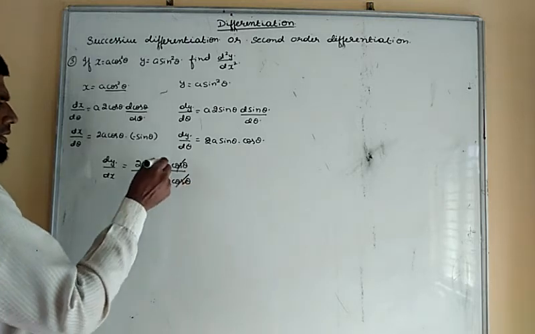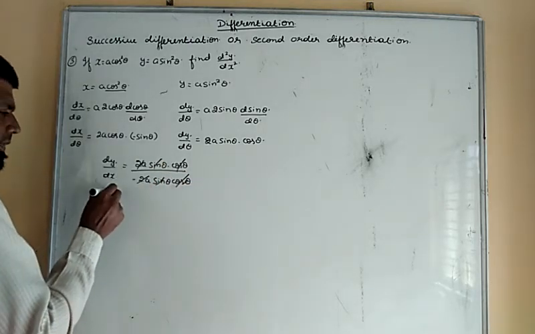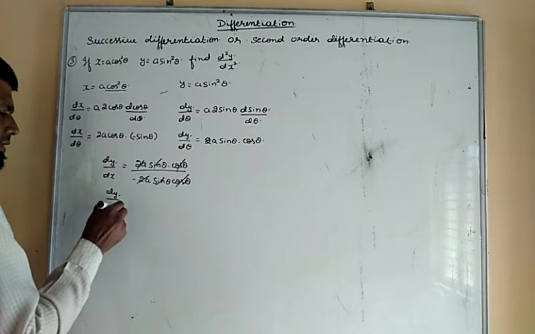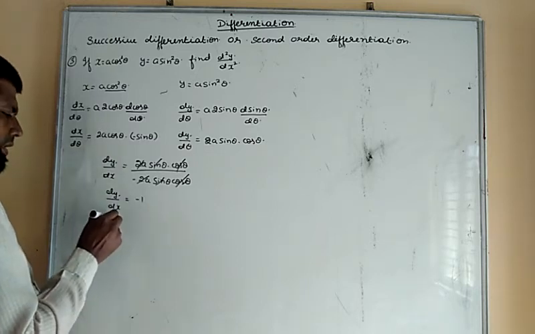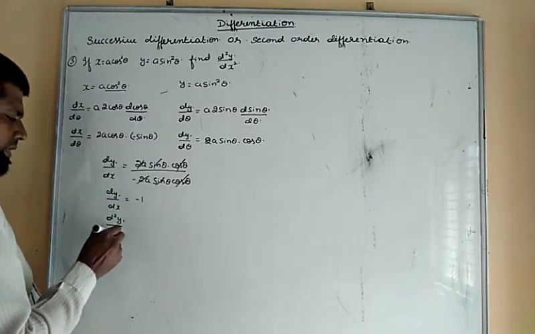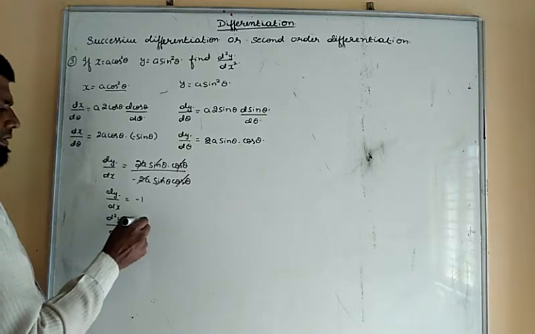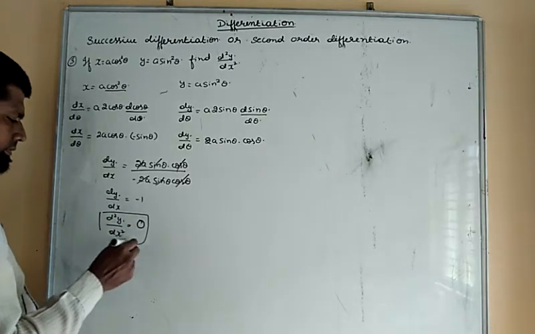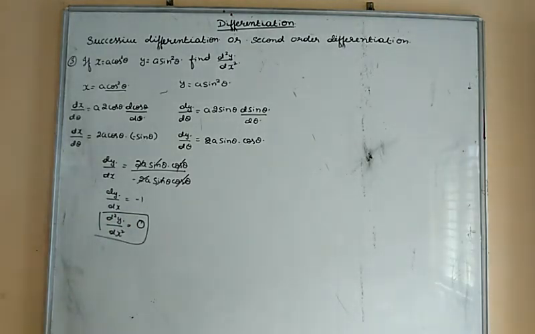So you can cancel these terms. dy by dx is equal to minus 1. For the second order differentiation, the derivative of a constant is 0. So this is the answer.